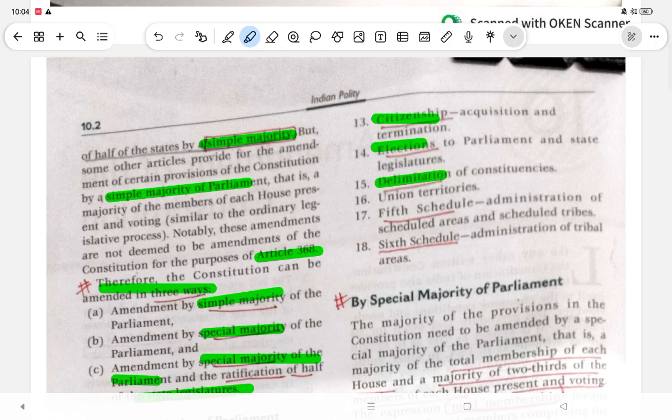Sixteenth, Union territories. Seventeenth, the Fifth Schedule, administration of scheduled areas and scheduled tribes. Eighteenth, the Sixth Schedule, administration of tribal areas.